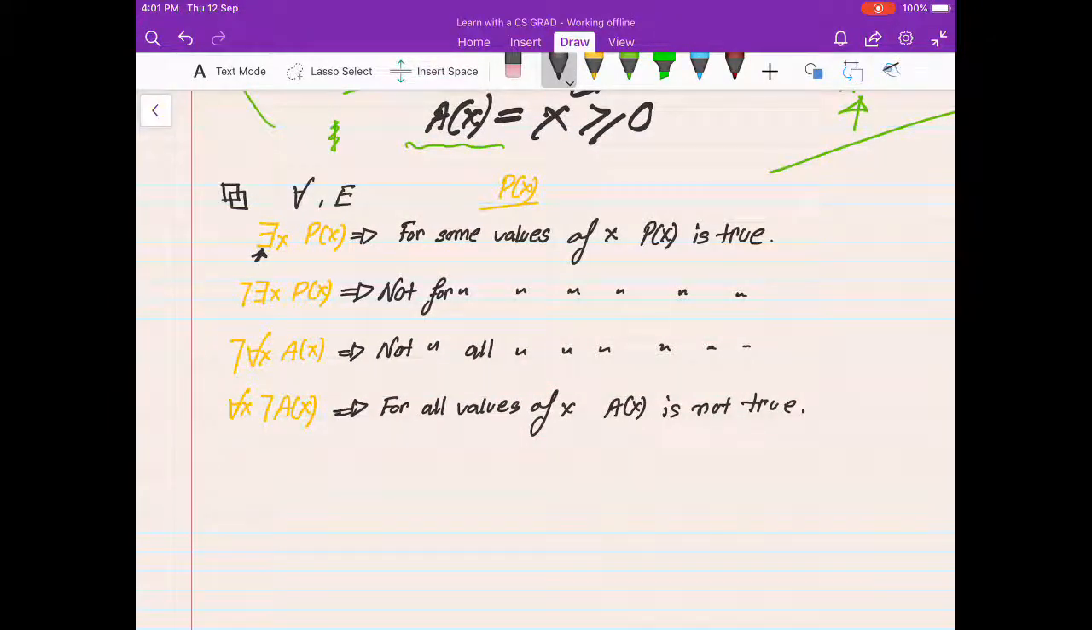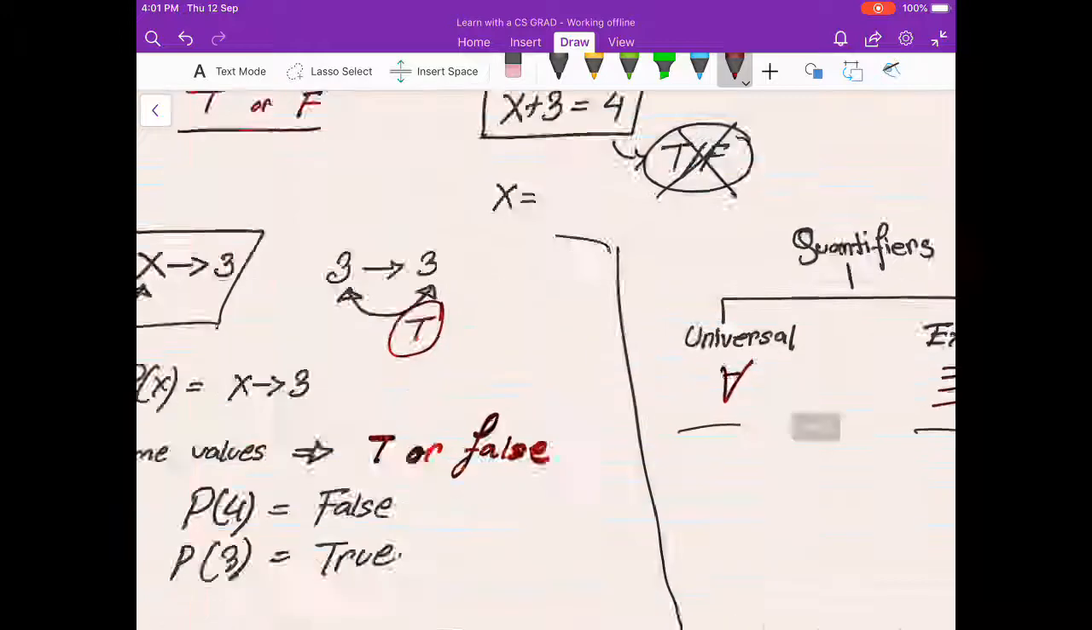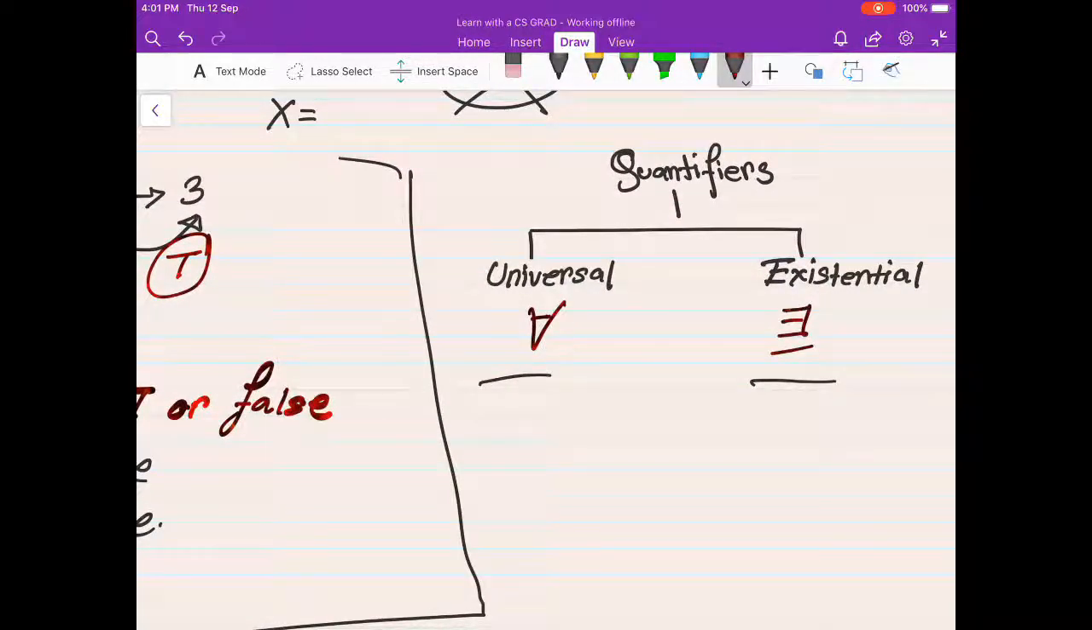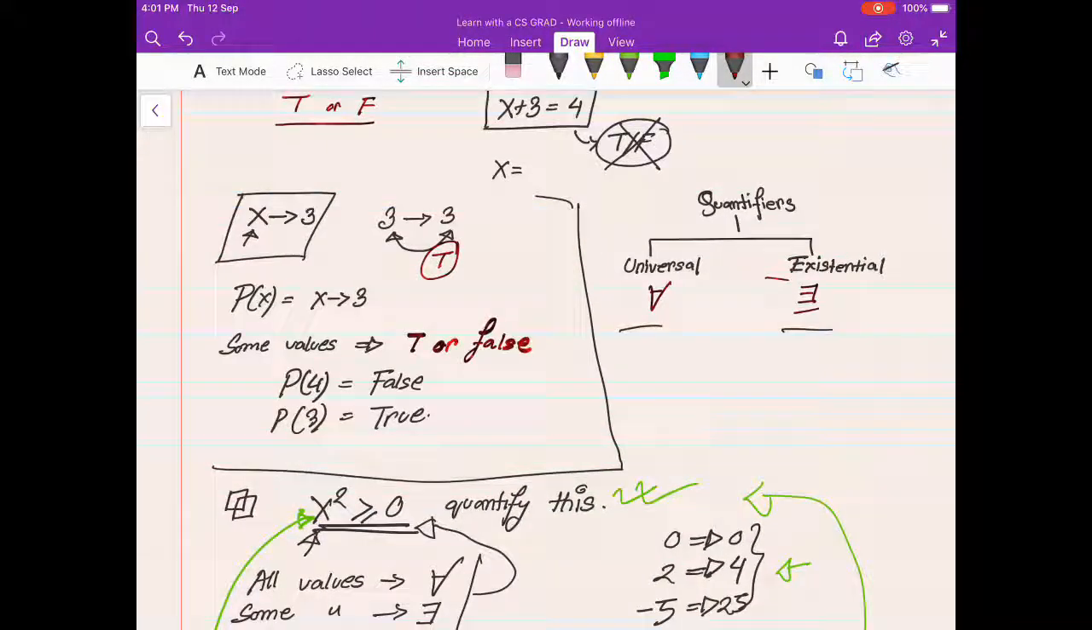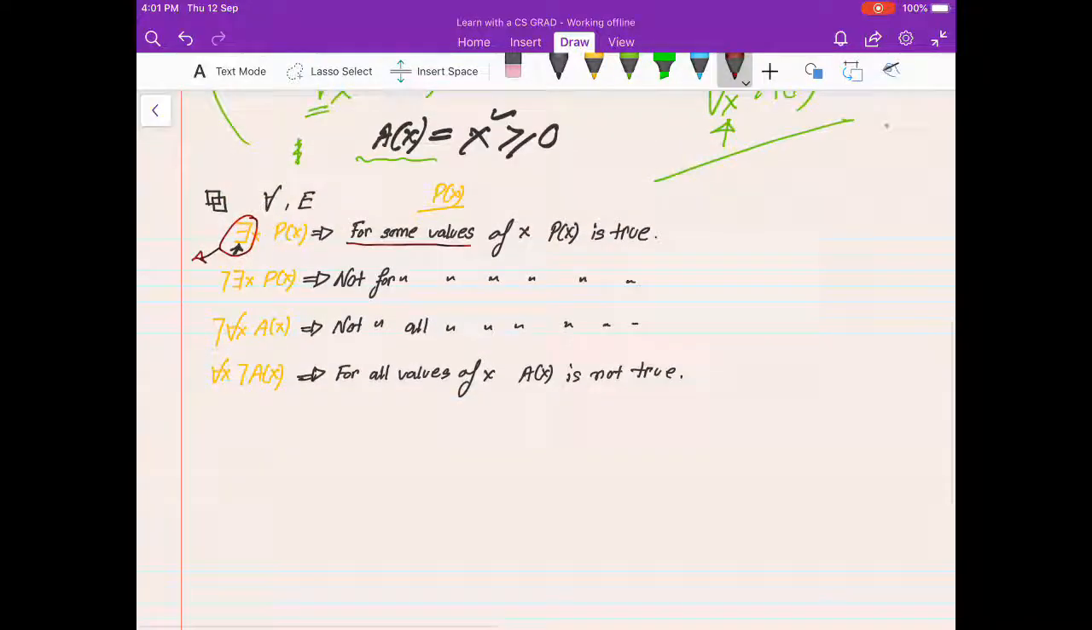So let's try to explain this from the top. This represents an existential quantifier, right? For some values. We know from the chart before that existential quantifiers mean for some values. So here we have written for some values of x, this equation is true, which also means that for some it's false.